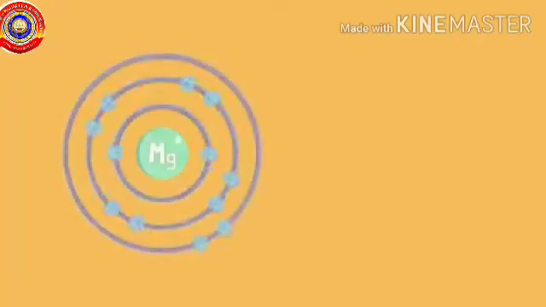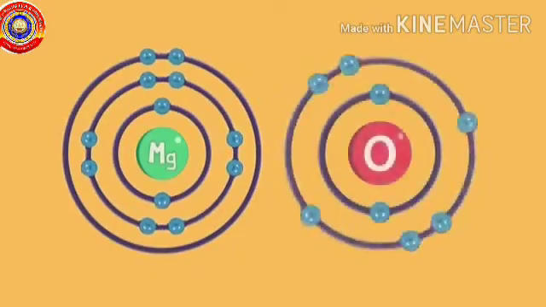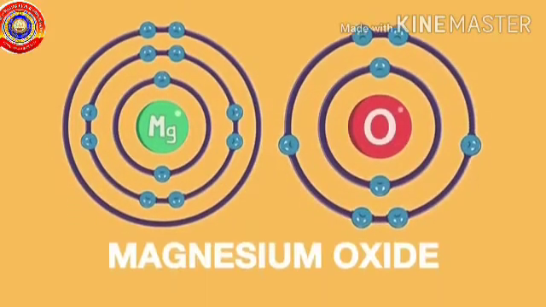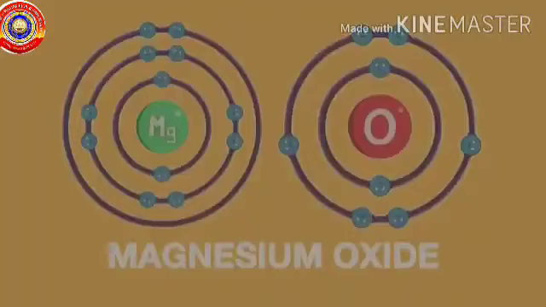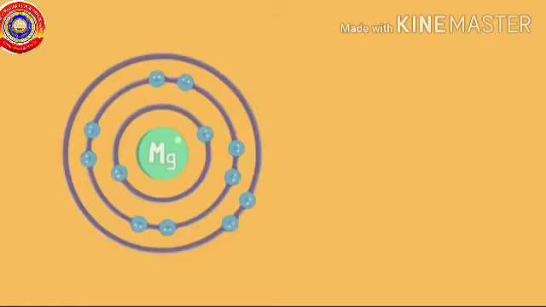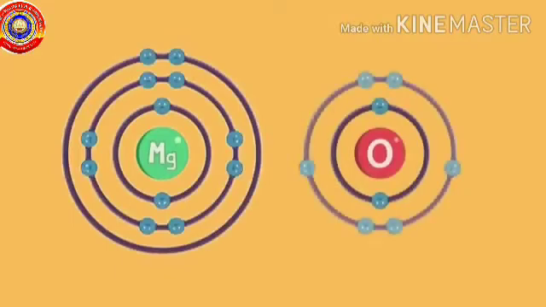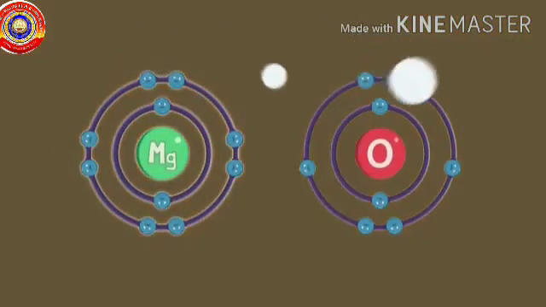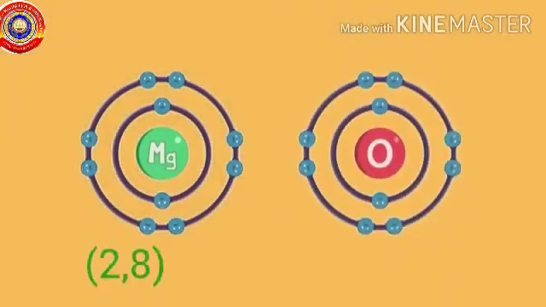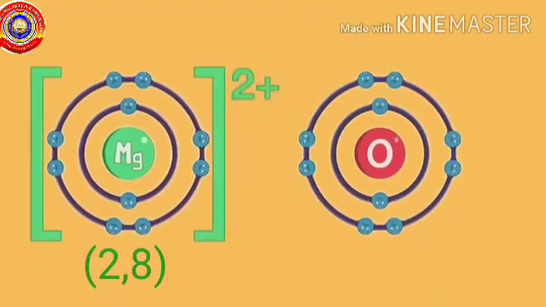Let's see the formation of ionic bond in magnesium oxide. Formula MgO. As you know, magnesium, its atomic number is 12. It has 2 electrons in the outermost shell. Hence, it loses 2 electrons in order to attain the most stable configuration.